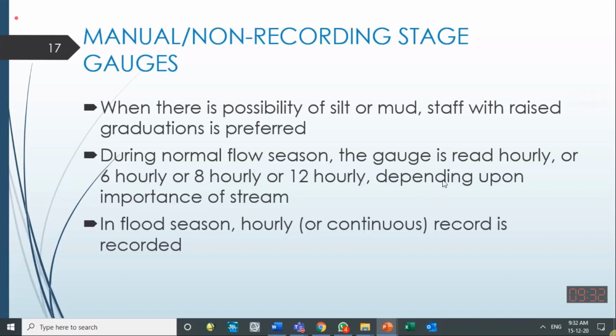During the normal flow season, the gauge is read hourly. So how frequently do we have to observe the stage? If there is a lot of fluctuation in water level, then we need more frequent observation. For example, in high flood season, we usually have hourly observation or sometimes even more frequent. While when there is a very calm time, without much fluctuation, it is hourly or 8 hourly.